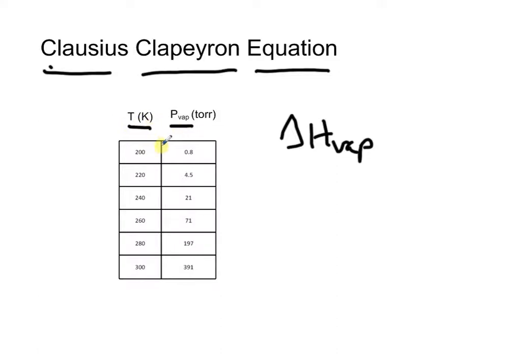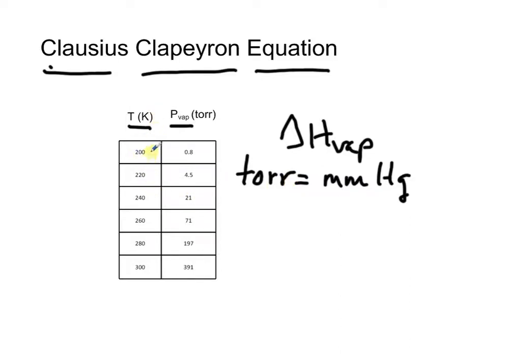Normally we have data that would look like this, where at 200 Kelvin the pressure is 0.08 for this particular substance. At 220 Kelvin you have 4.5 torr. Remember that we're using torr, which is the unit for pressure relative to the height of the mercury column in a barometer. 1 torr is equal to 1 millimeter of mercury and is named after Torricelli, a very important Italian scientist.